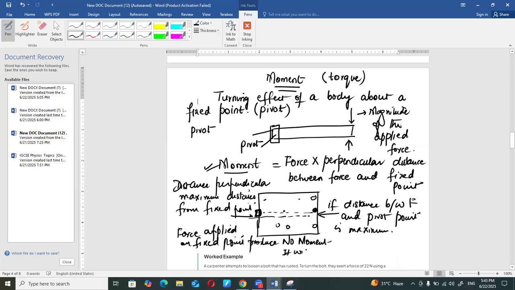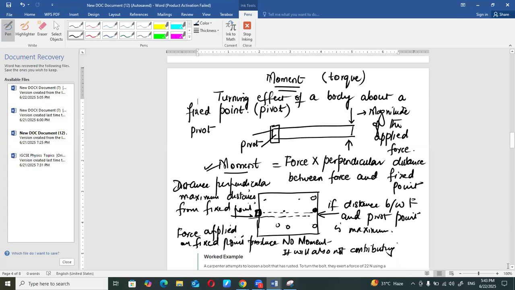It will also not be contributing. So if the line of action of a force is passing through the pivot, again it will not be contributing. So two kinds of forces will not contribute to any moment. One, if the force is applied on a pivot, and secondly, if the force is applied in such a way that its line of action is passing through the pivot.